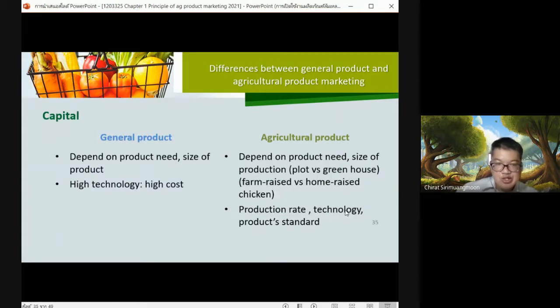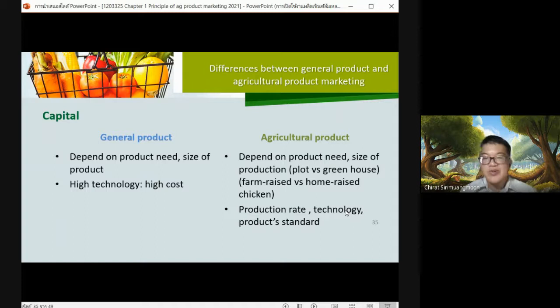So in general products, the capital depends on the product need and size of the production. Like for the factories, if we have high demand for the product, you might need high capital. If the size of production increases, you need high capital. And if you apply high technology, for example, in food production, if you use high pressure processing, it's going to cost a lot compared with the drying process.